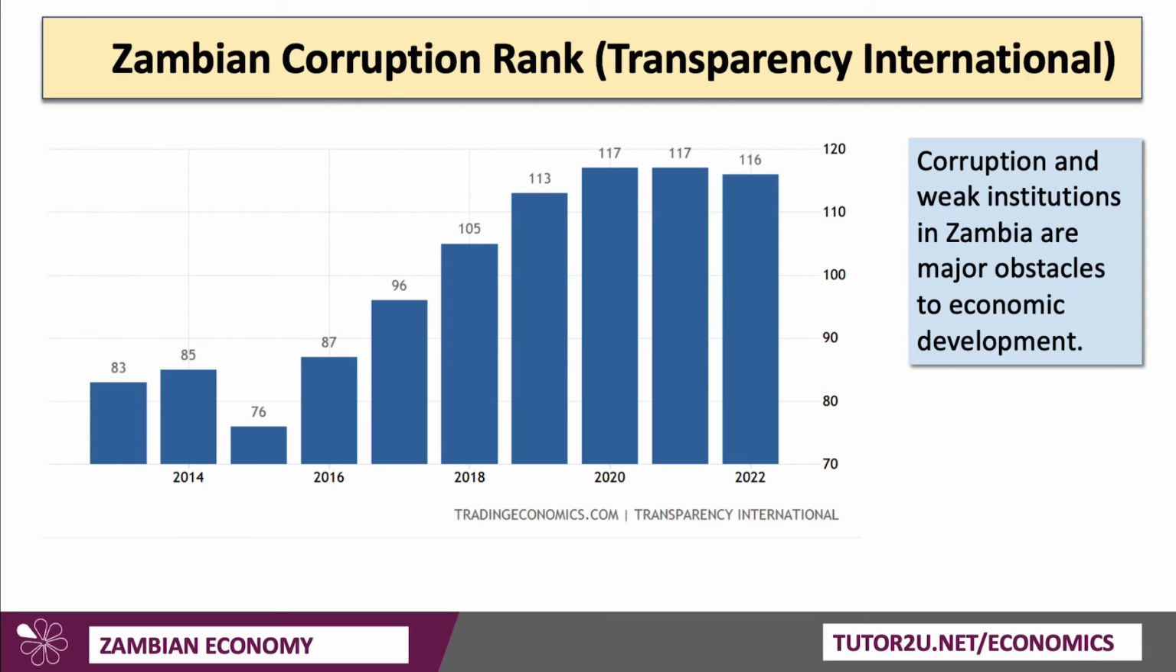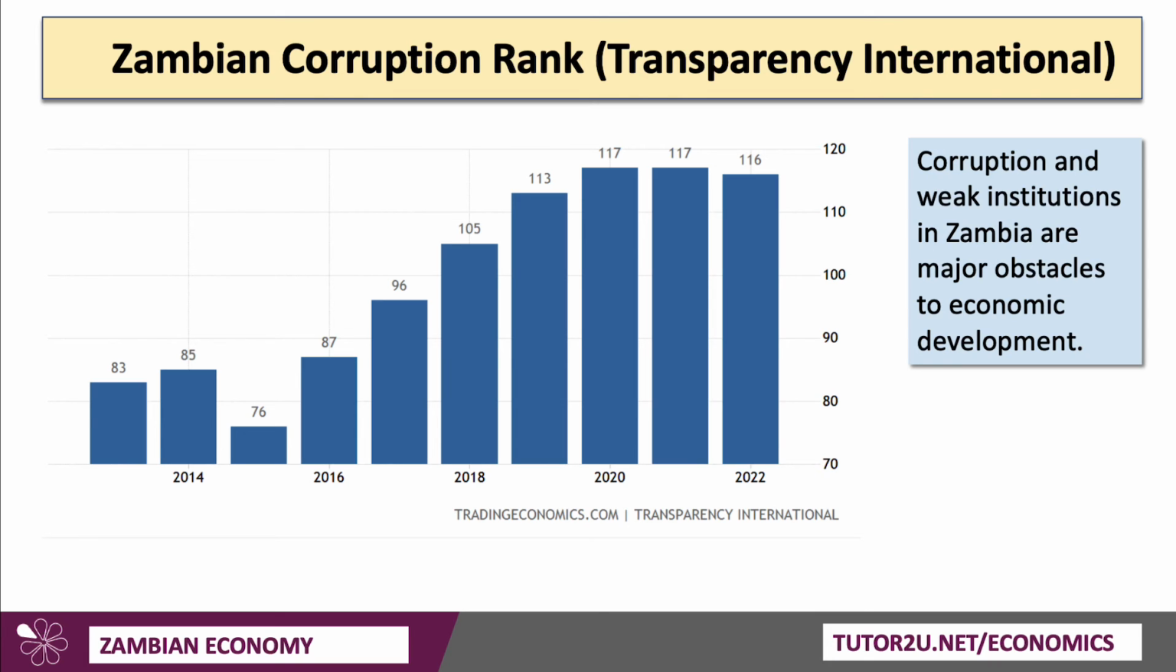But one of the issues is corruption. So corruption and weak institutions are undoubtedly in Zambia big obstacles to economic development. And this is the data from the Transparency International corruption rankings. The higher the ranking, the worse the corruption. So Zambia, as you can see, has gone up from 76 in 2015 to 116 amongst nations.